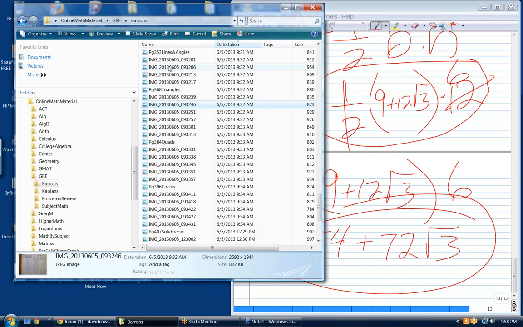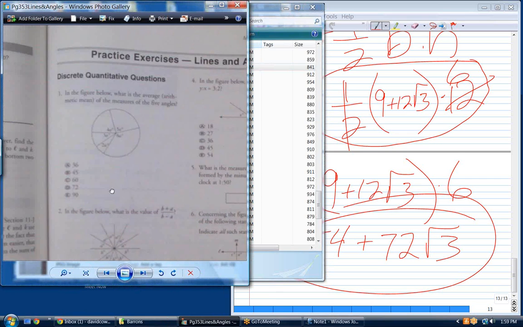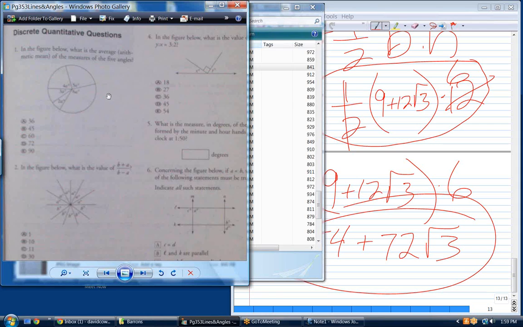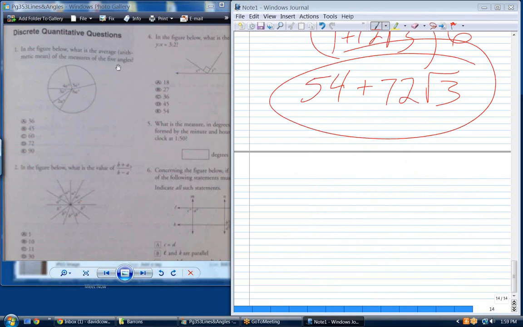Let's take a look at lines and angles, which is the first part of geometry. I didn't start there merely because this one's hard to read, and I didn't want to start you out with trying to read my bad photographs. But this is kind of a clever problem. Number 1, this is all about lines and angles. They want the average of the measure of the 5 angles. Let me tell you what they are. This is 2A, that's 3A, that's 4A, that's 5A, that's 6A.